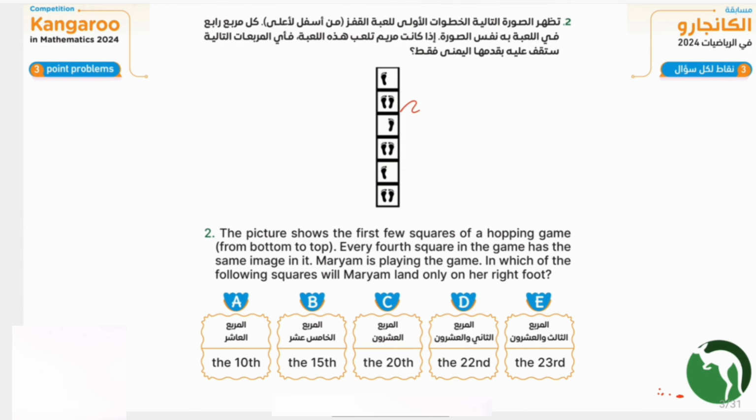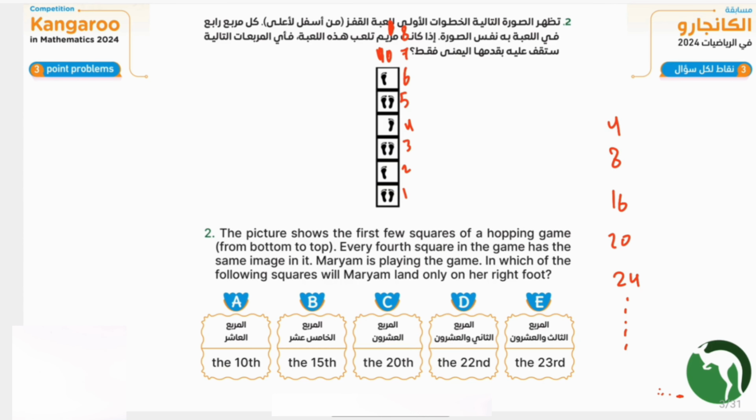So each 4 steps are repeated. So we have 1, 2, 3, 4. So in square number 4 we will have the right foot alone. If we continue, we will have 2 feet in the 5th place. In the 6th, we have the left. So we will have also the 2 feet in the 7th place. And then in the 8th place, we will have the right foot again. So we will obtain the answer in the multiples. One of the multiples of 4 will be the answer. So we have 4, 8, 16, 20, 24, etc.